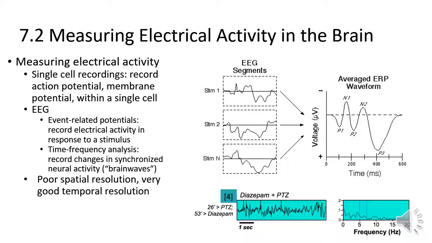So there are several different ways to measure electrical activity in the brain. There's of course single cell recordings, where you record just one cell and the action potentials, changes in membrane potential within that single cell. We talked about that earlier in some of the earlier chapters. And then there's electroencephalography, or EEG. EEG is just looking at bigger spatial areas of the brain and electrical activity within that.